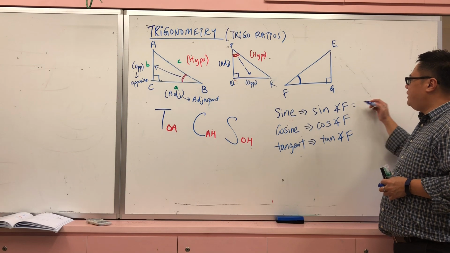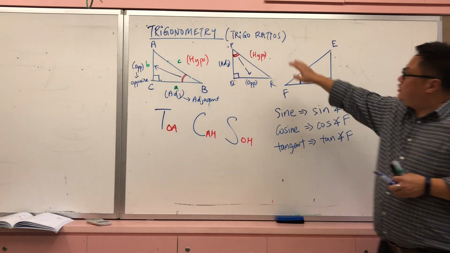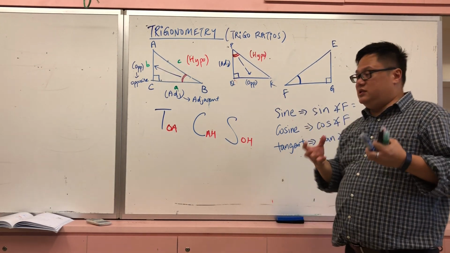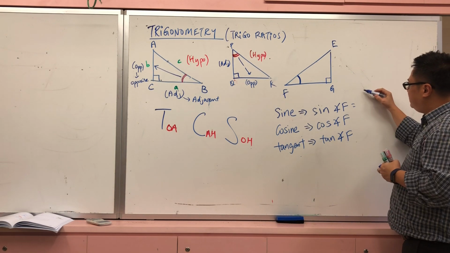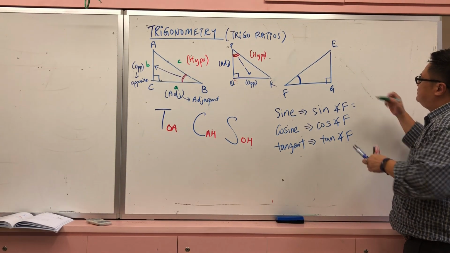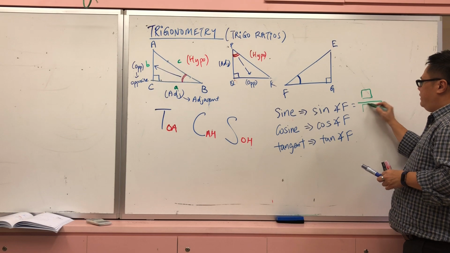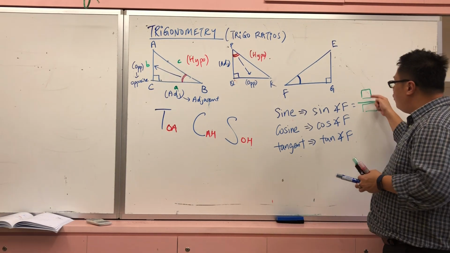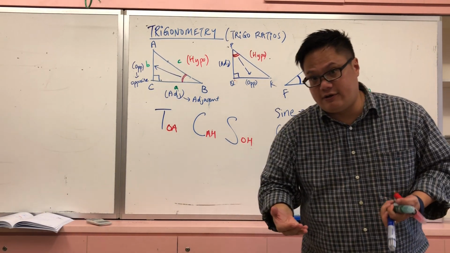what is it equal to? What is the ratio? Let's say trigo ratio, it must be a ratio. So you must have something over something, right? Something over something. So now, what is the something over something? Let me help you. Is that okay?